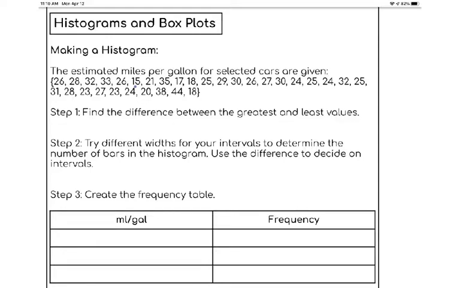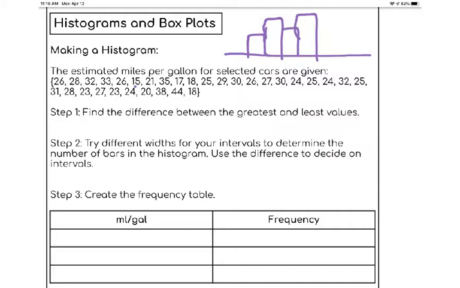So histograms, as you've probably seen before, have boxes. Well, if I can get my pen to work, that kind of look like this. Okay, that are representing data. So this is a histogram.